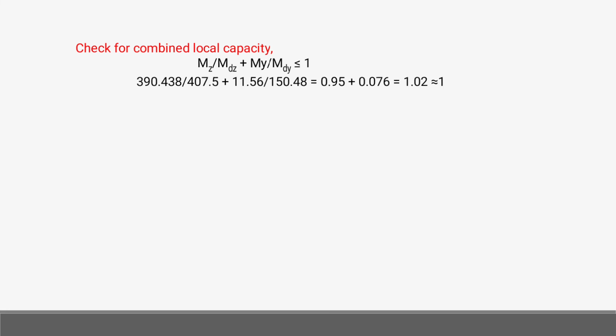Then check for the combined local capacity. So Mz divided by Mdz plus My divided by Mdy is less than 1. We know all the Mz, Mdz, My and Mdy values. So less than 1, this section is adequate and economic. So check for the buckling resistance.